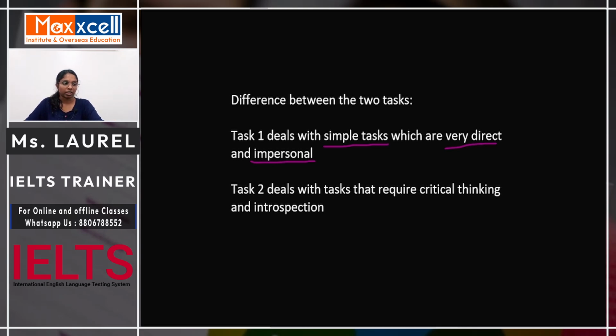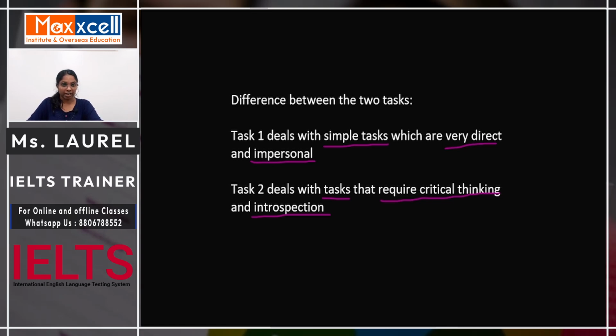Coming to task 2. Task 2 deals with tasks that require critical thinking and introspection. That means that you have to also pay attention with respect to the ideas. You have to dig deep and figure out some good ideas that you can include in your essay. They are questions that are usually a little bit tougher. And then coming to introspection, you have to dig deep within your own self and figure out what are your personal opinions and where exactly you stand on whatever topic that is presented to you.